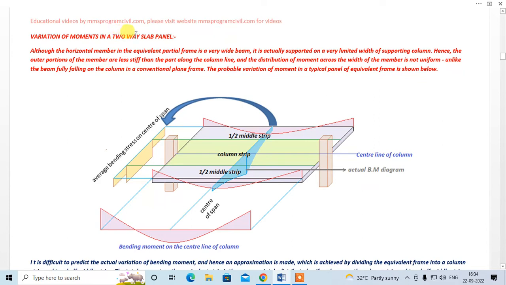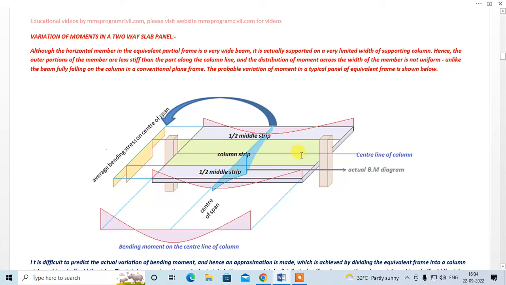Variation of moment in a two-way slab panel, okay. Although the horizontal member in the equivalent frame is a very wide beam, it is actually supported on a very limited width of the supporting column. Hence, the outer portions of the member are less stiff than the part along the column line, and distribution of moment across the width of the member is not uniform, unlike the beam fully falling on the column in a conventional plane frame, right?